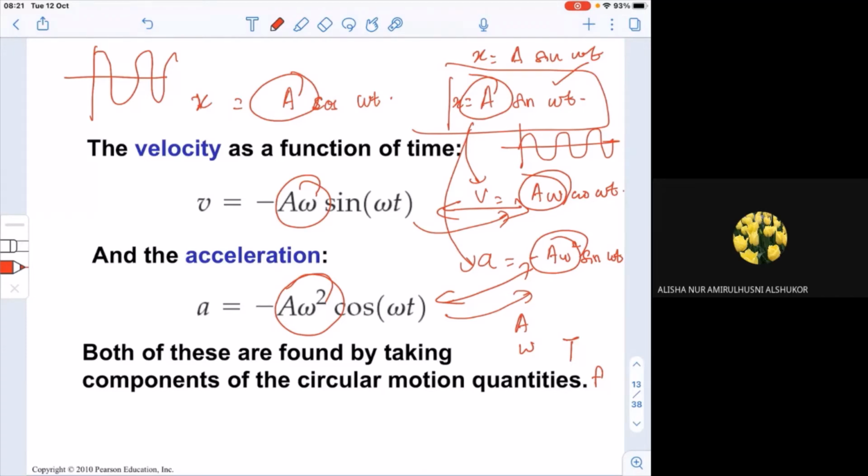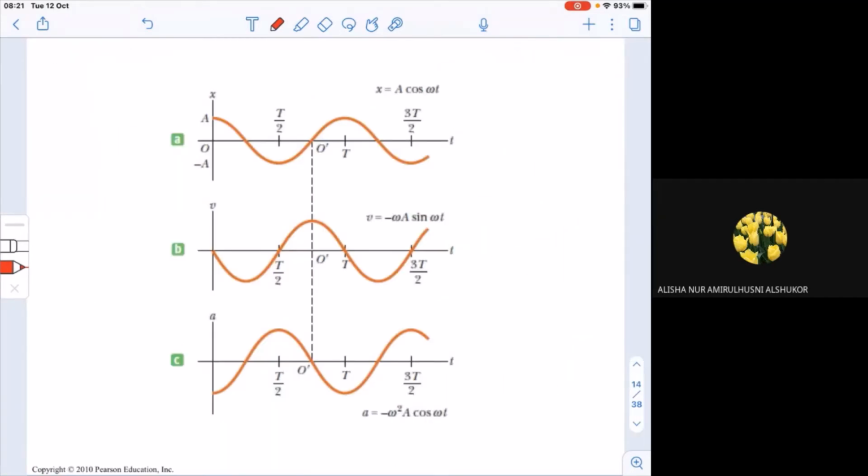If you see that they write x equals A sine omega t, that is just for the knowledge. But in our terms, we will use x equals A cos omega t and so on. So these are the differences, if you can see from graphs A, B, and C: this is the position, these are the velocity, and this one is the acceleration.